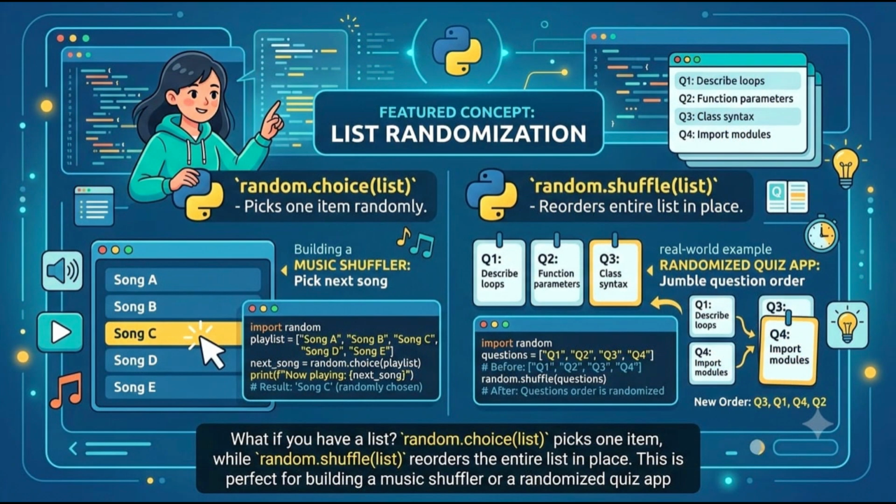What if you have a list? random.choice(list) picks one item, while random.shuffle(list) reorders the entire list in place. This is perfect for building a music shuffler or a randomized quiz app.